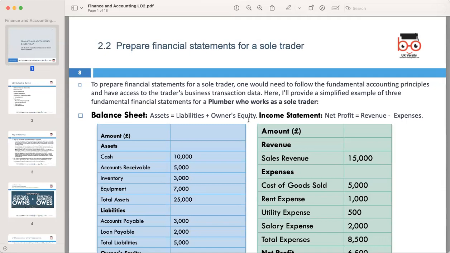Now the income statement. Net profit is equal to revenue minus expenses. The income statement presents the trader's financial performance over a specific period, typically a month, quarter, or year. It calculates the net profit by subtracting expenses from revenue. Here is an example of an income statement, and this is an example of a balance sheet.